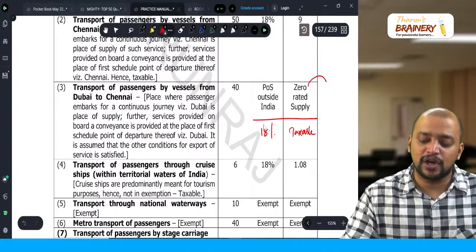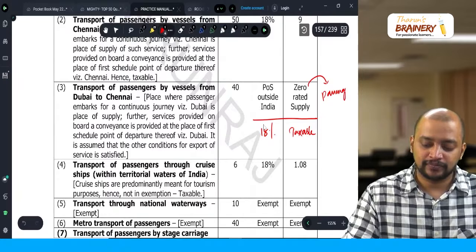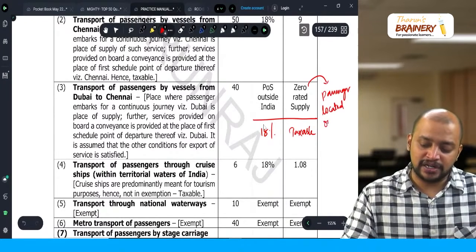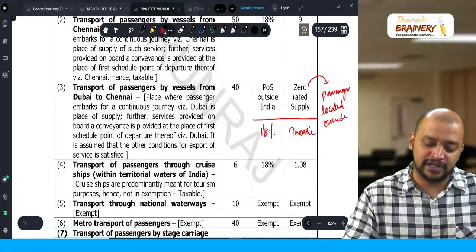So here it is with what assumption? With the assumption that the passenger is located outside India. Passenger located outside India, because of that reason.